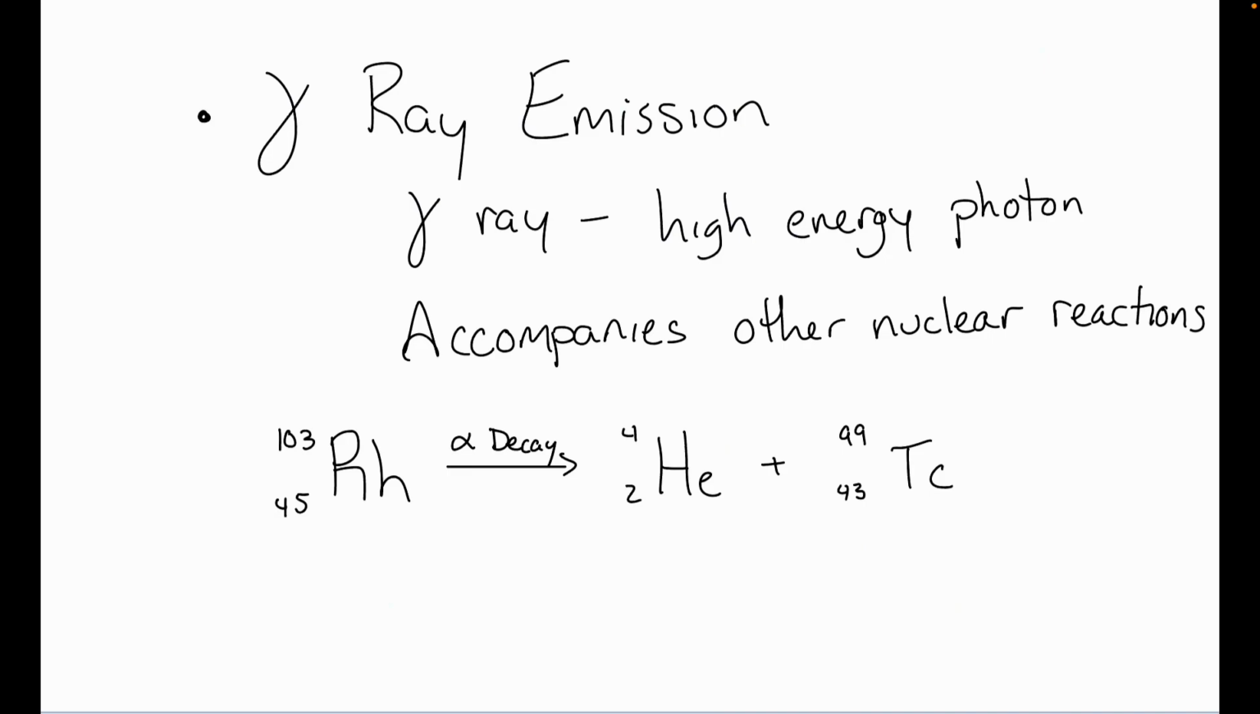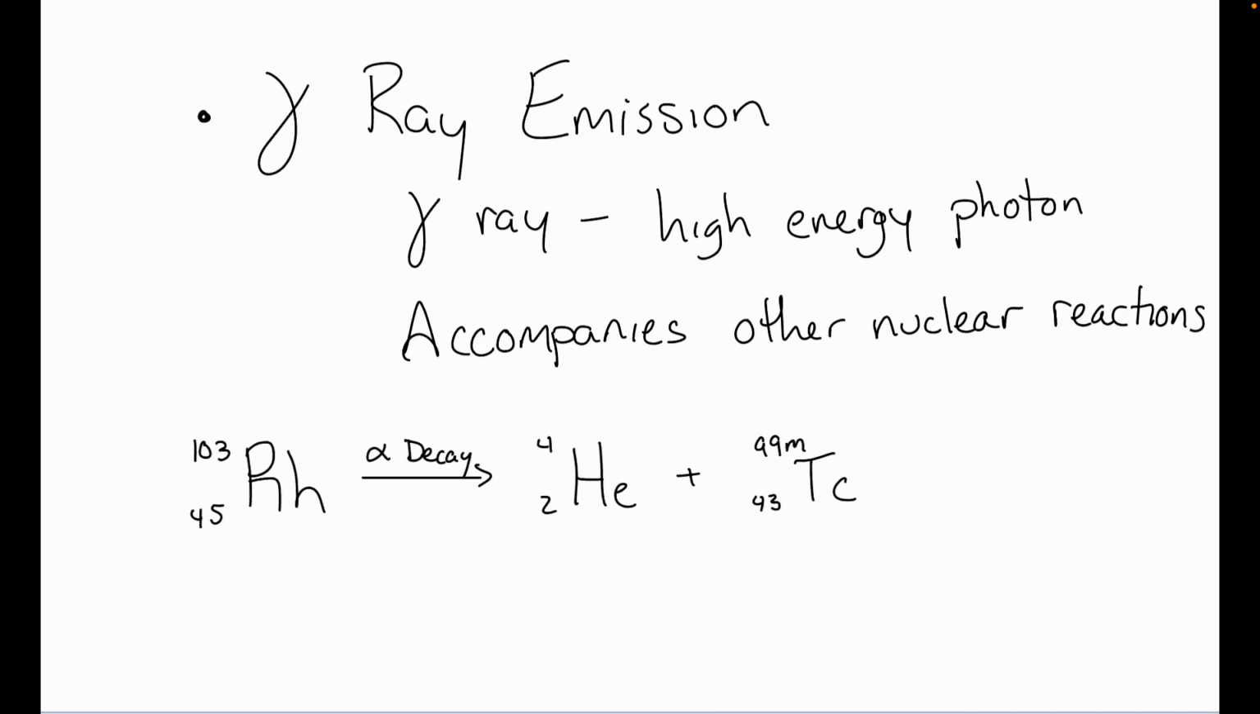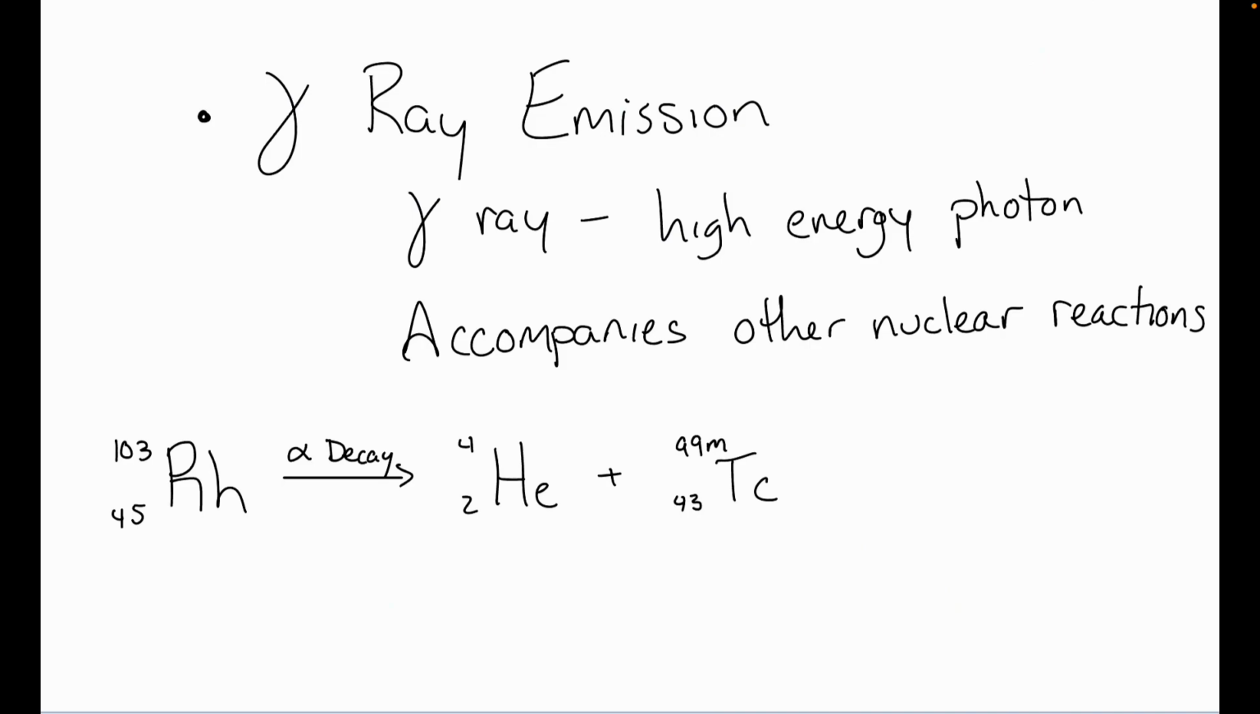Okay? But it turns out that in this one here, our new bit here is that the technetium produced is going to be 99M. All right, so what the heck does that mean? If you see this, it means that that technetium produced is what's called metastable. All right, which really just means that that technetium 99 is immediately going to undergo gamma ray emission.